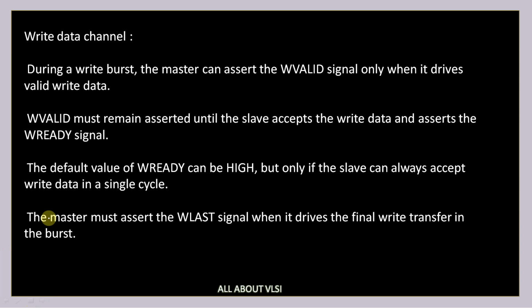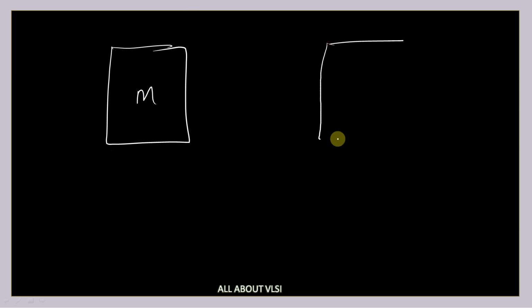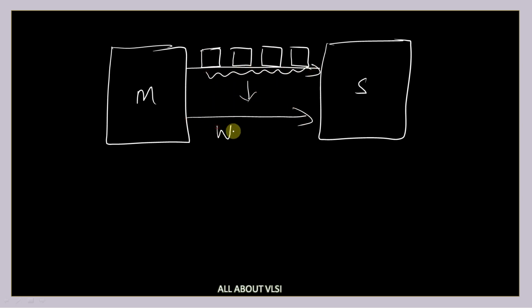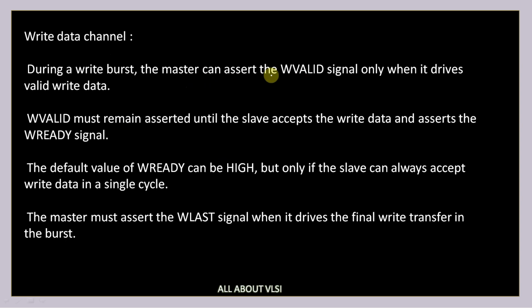Now coming to the next channel, that is our write data channel. During a write burst, the master can assert the W valid signal only when it drives valid data. This we already know. After providing the valid address and the control information, if our master wants to perform a write operation, it is going to use the write data channel and provide the burst of data items to our slave. Whenever it provides these data items, it uses a signal known as the W valid signal that indicates that whatever the master is sending is valid data information.